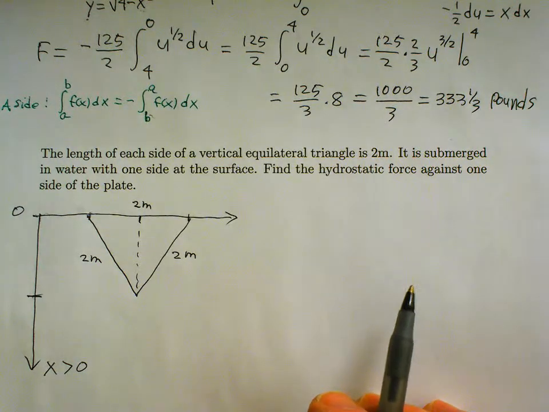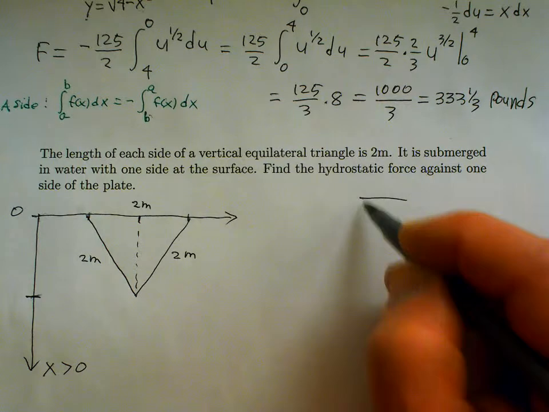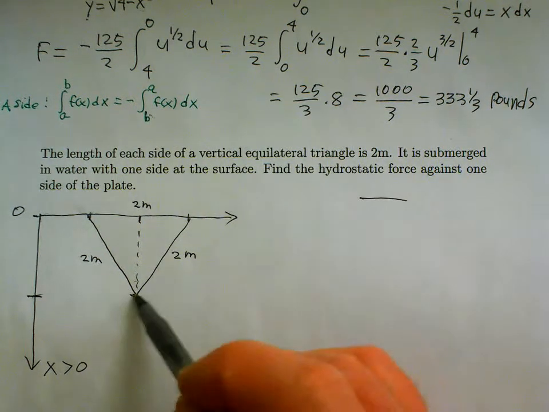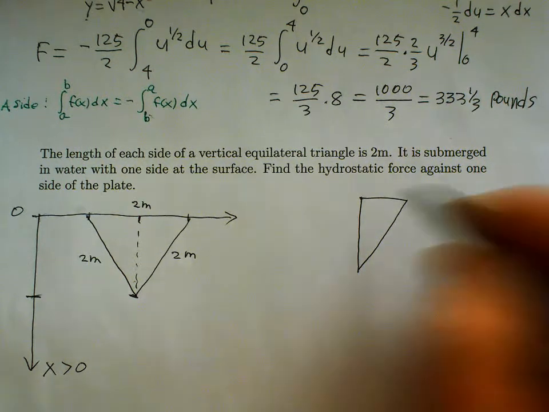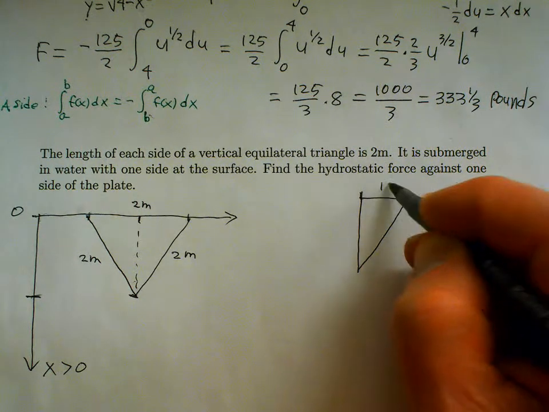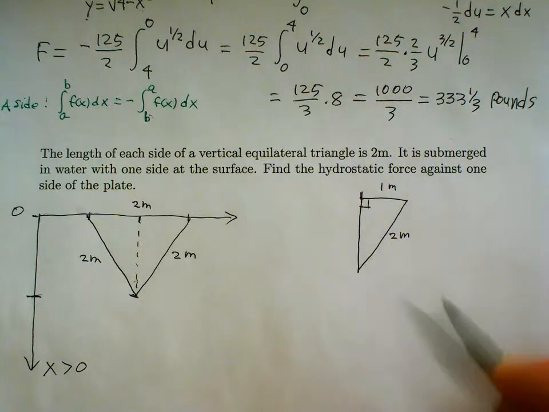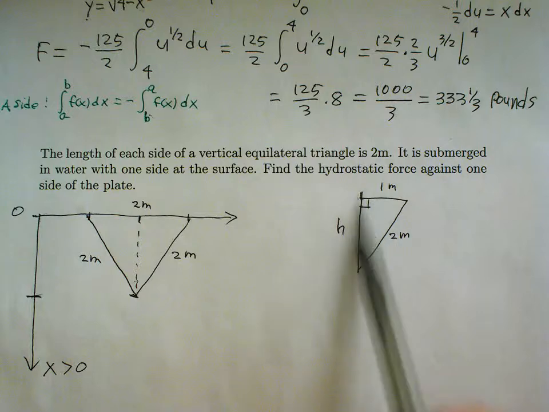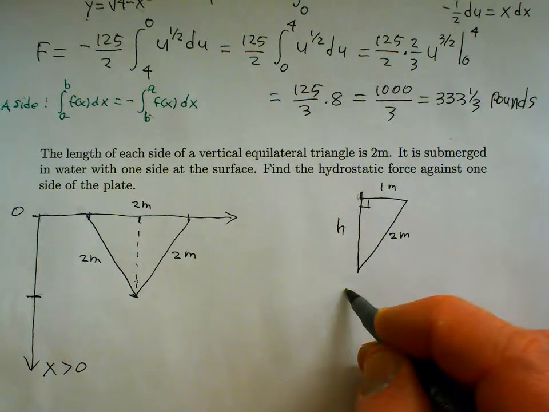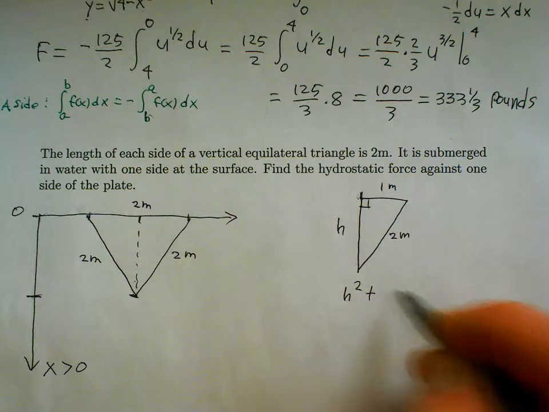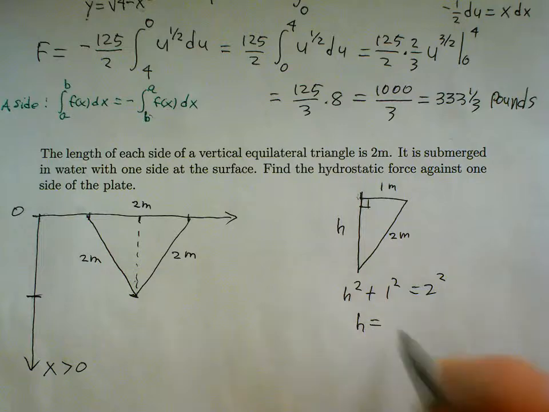So we can use half of the equilateral triangle to find the height or the altitude of that. So if we just look at half, this side is 1 meter, the hypotenuse is 2 meters. And then the height, so use the Pythagorean theorem, we get h squared plus 1 squared equals 2 squared. So h is the square root of 3.